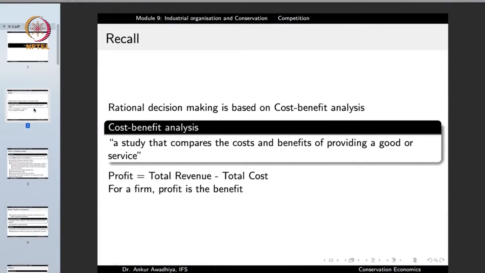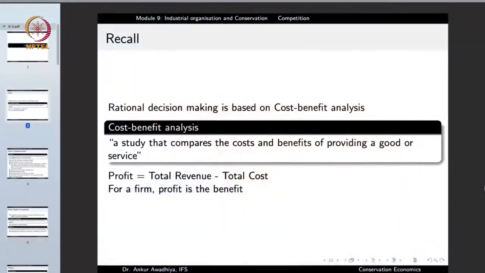Rational decision making is based on cost benefit analysis, which is a study that compares the cost and benefit of providing a good or a service. So what we are saying here is that rational decision making, which is the basic assumption that we make in theoretical economics, is based on a cost benefit analysis. What is the cost of doing something and what is the benefit that we are going to receive by doing that activity? And this brings us to the concept of profit, and profit is defined as total revenue minus total cost.